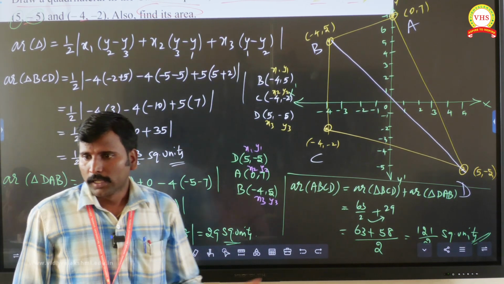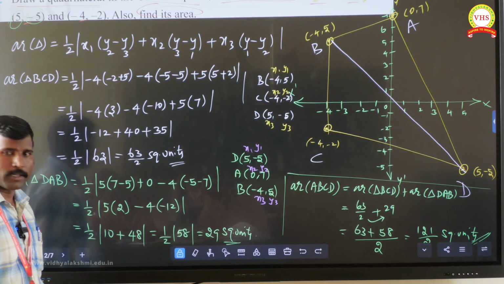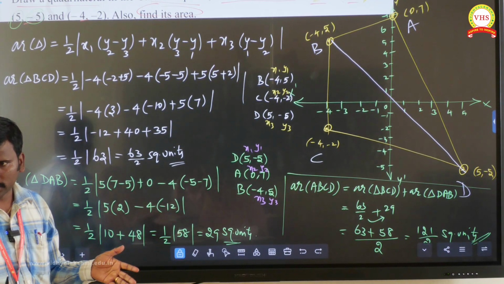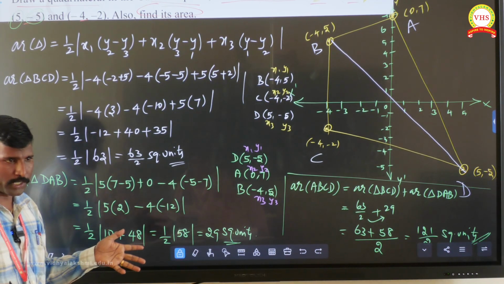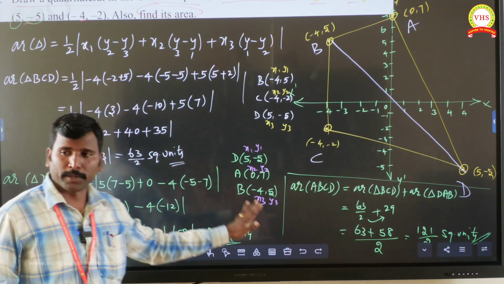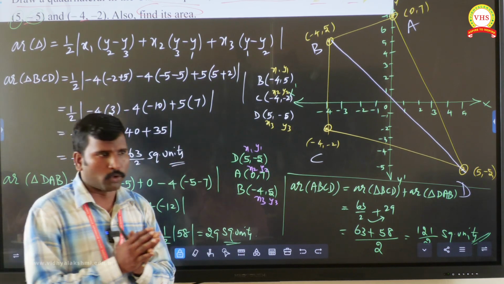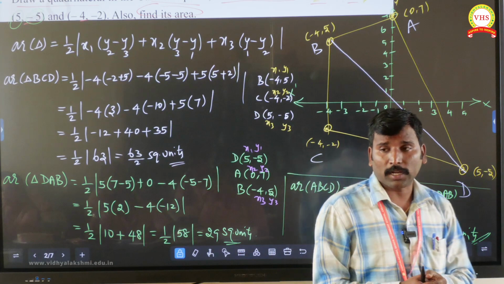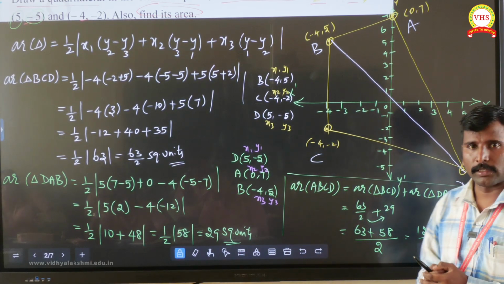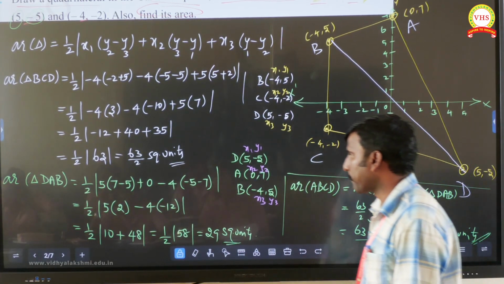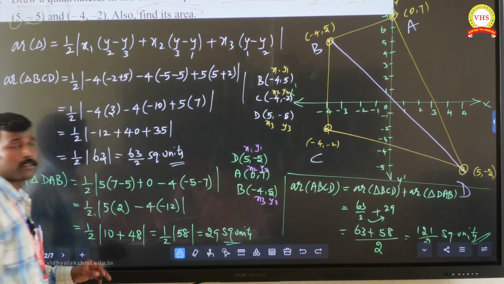Area of quadrilateral we have to find, so we have to divide it into 2 portions. The triangle we have to divide into 2 portions. One triangle separately, the other separately, then we have to add both. This is the way to go. They may ask in a 3 mark or in a 5 mark question. Understand? Shall we go to the next question?